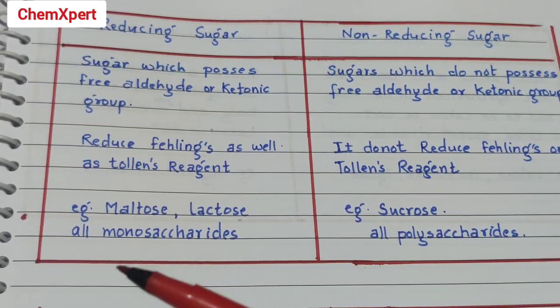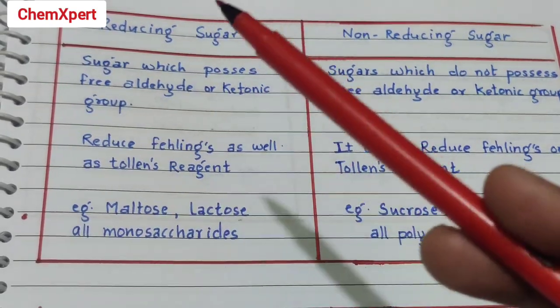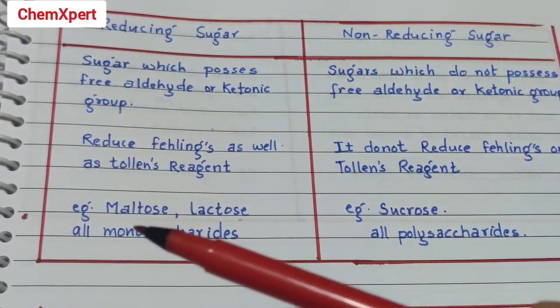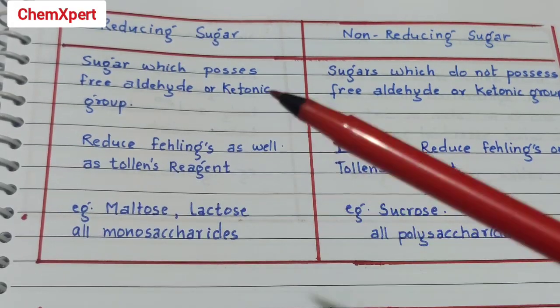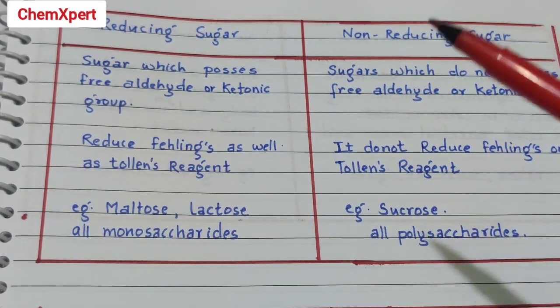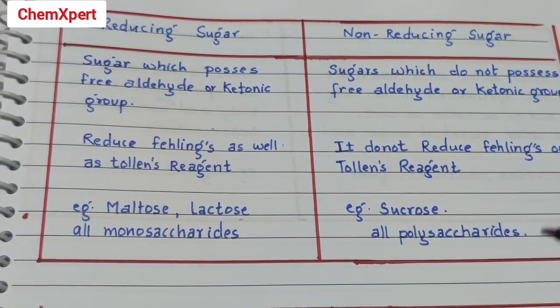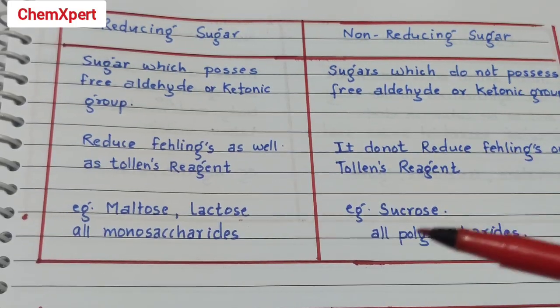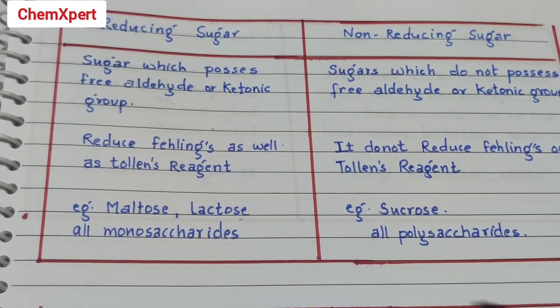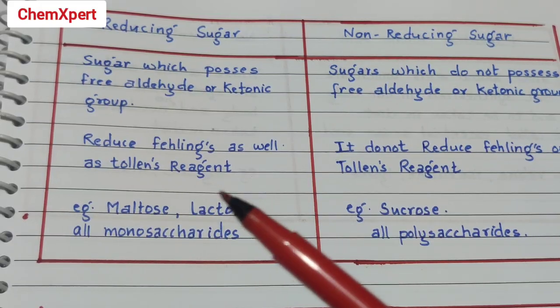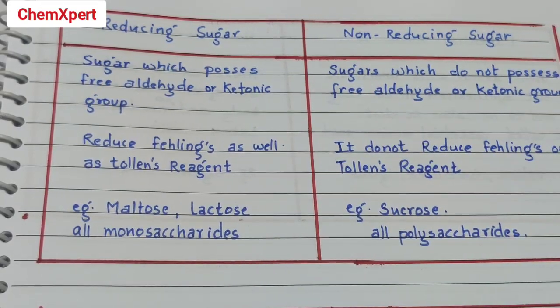Now examples: all monosaccharides are reducing sugars, and maltose and lactose are also reducing sugars, whereas all polysaccharides and sucrose, which is one of the disaccharides, are non-reducing. So these examples are very important. Sometimes MCQs are framed from this topic.